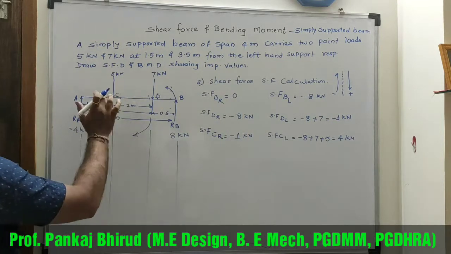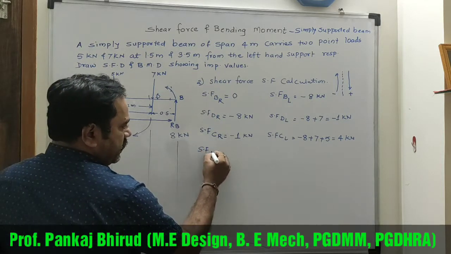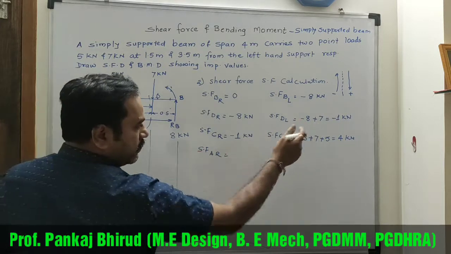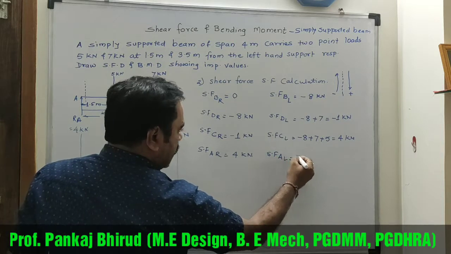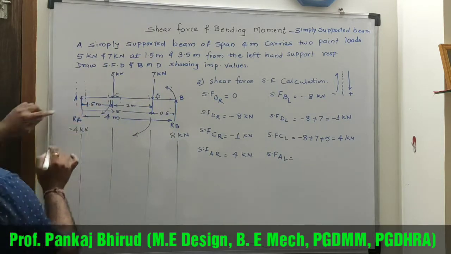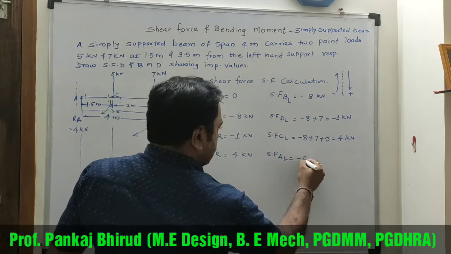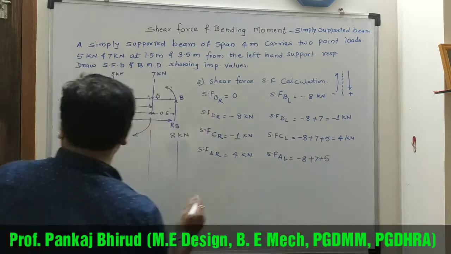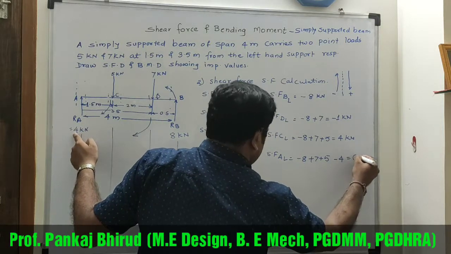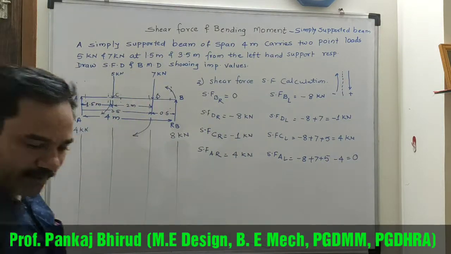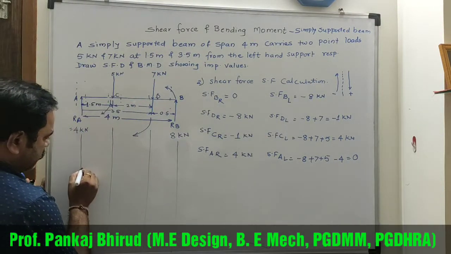Now shift this section just right of A and calculate SFAR, that is equal to 4 kilonewton, and SFAL. So we get minus 8 plus 7 plus 5. Now this is in the upward direction, so minus 4, that is equal to 0. Now by using this shear force, we can draw the shear force diagram.